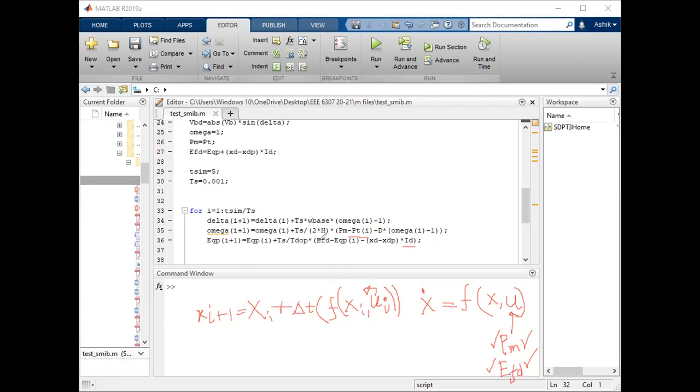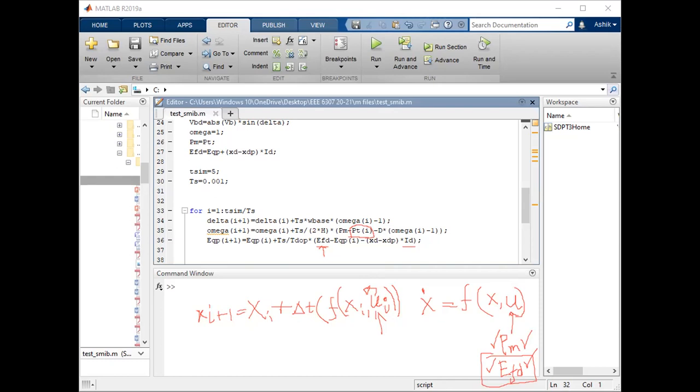EFD is actually the input, so we don't bother about that too much. It is already one of the inputs, so it is already represented in the form of this function of X and U. But PT, if we simply stay with PT, PT is not a state variable. It is an algebraic variable. What about ID? What is the expression of ID?